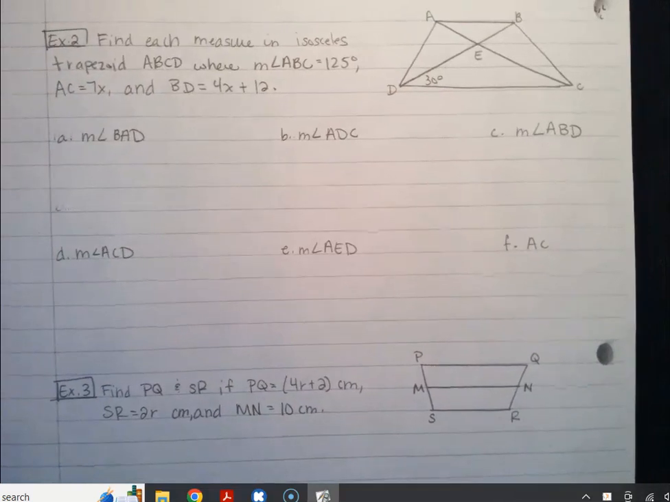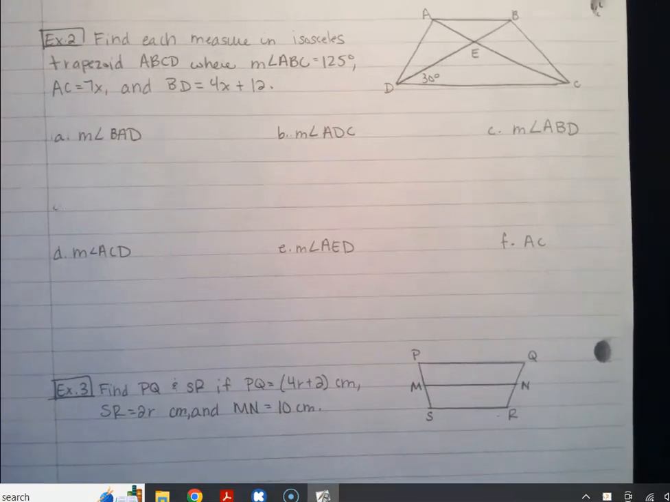So example 2: find each measure in isosceles trapezoid ABCD where the measure of angle ABC equals 125 degrees, AC equals 7x, and BD equals 4x plus 12.